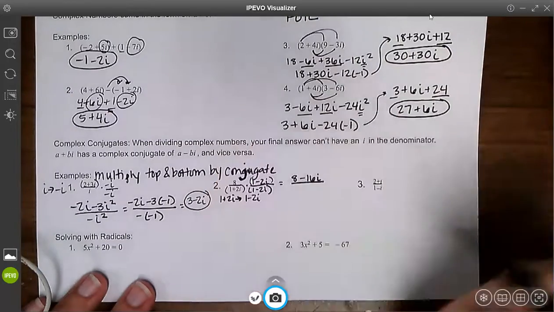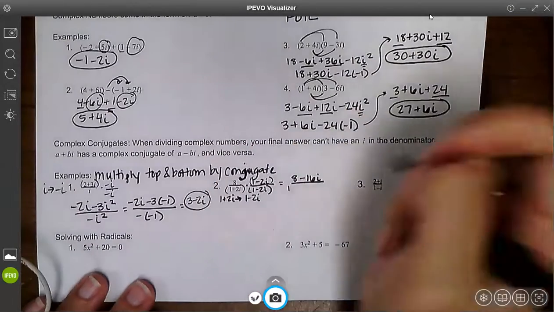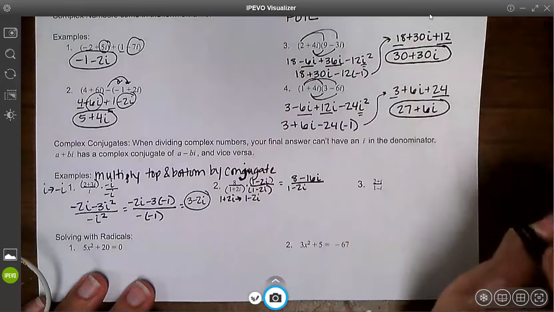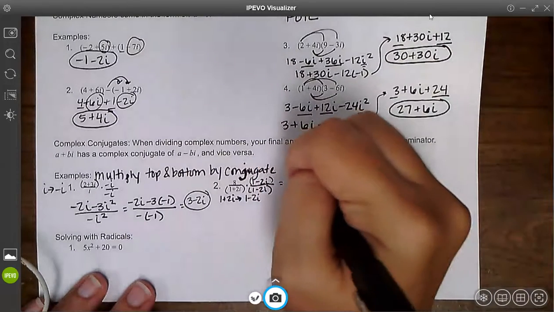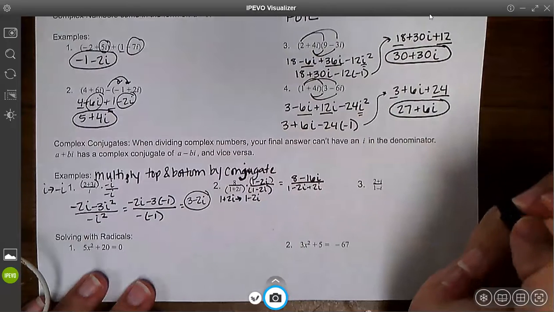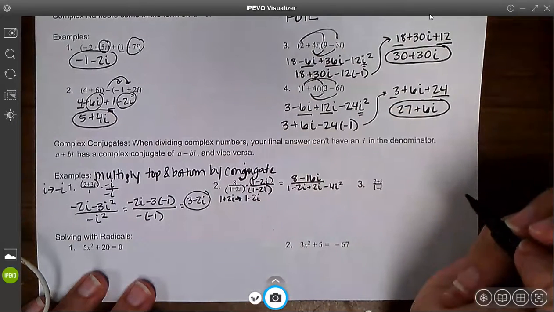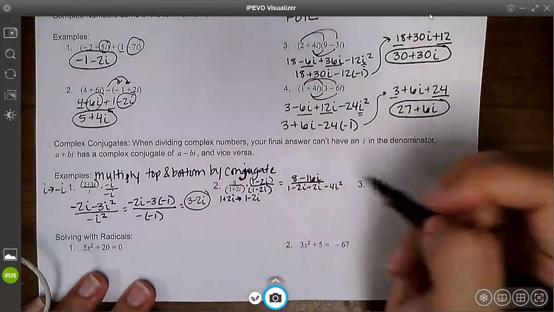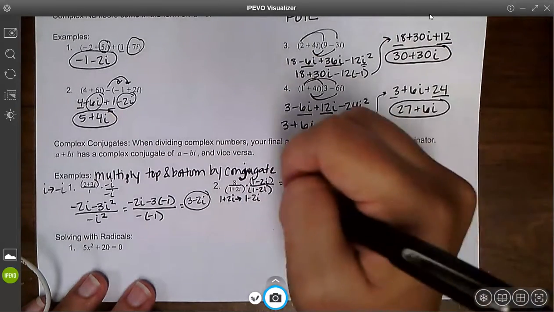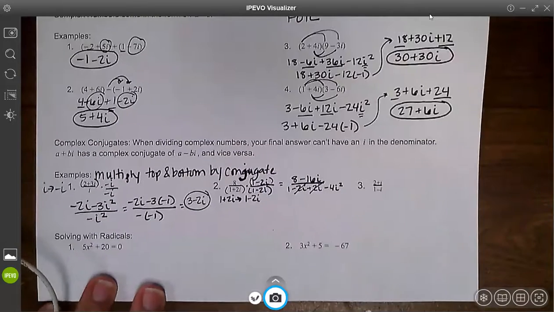And then I'm FOILing these out. So 1 times 1 is 1. 1 times negative 2i is negative 2i. 2i times 1 is positive 2i. And 2i times negative 2i is negative 4i squared. Combine my like terms, negative 2i and positive 2i cancel out. That's why you have to use the conjugate, because if you don't, then those i terms are going to cancel out when you have to FOIL.